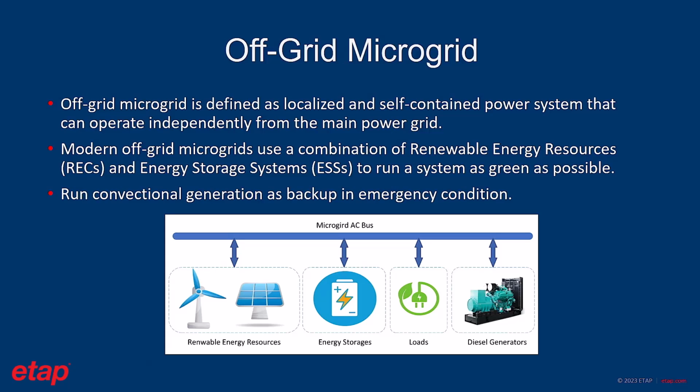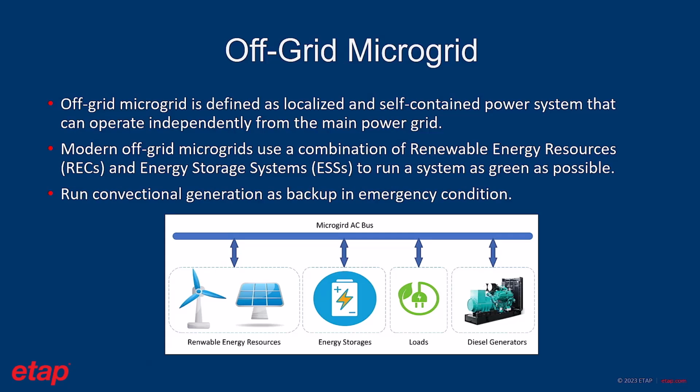Modern off-grid microgrids are suitable to be run as green as possible by using the combination of renewable energy resources and energy storages. During the time when the renewable outputs are high, like the noon time for PV, the energy storages can be charged, and during the peak load hours, the energy storages can be discharged. So this cycle can repeat every day without need for any other resources.